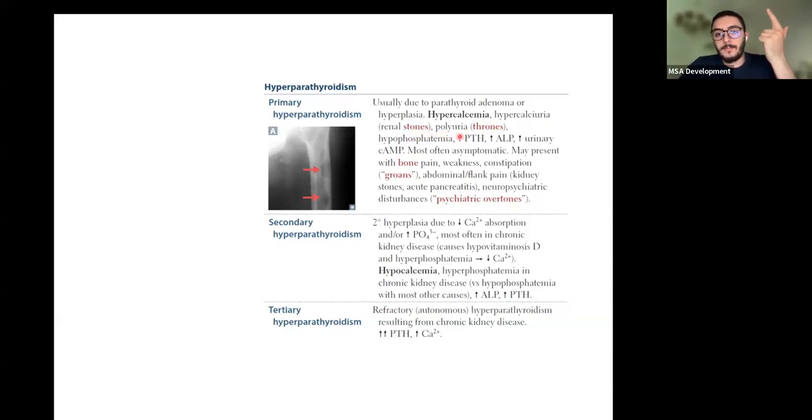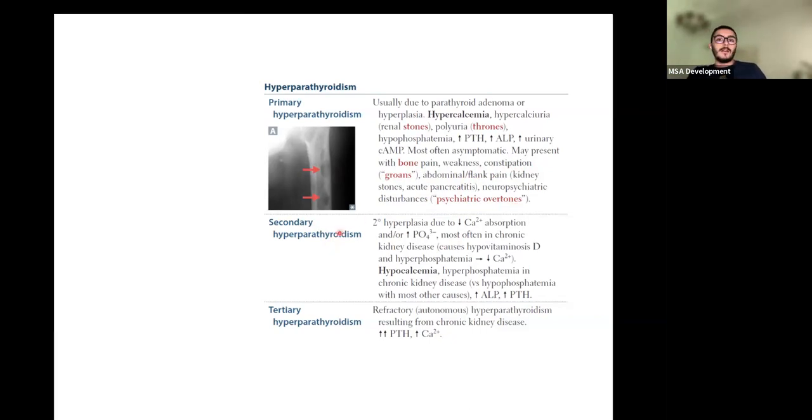Thrones is polyuria, which means urinating frequently. Bones, you have bone pain. Why do you have bone pain? Because again, PTH is directly activating osteoclasts, which are eating your bones. Groans is constipation. And psychiatric overtones: when we have hypercalcemia for a long time, you would have some psychiatric presentation, let me say.